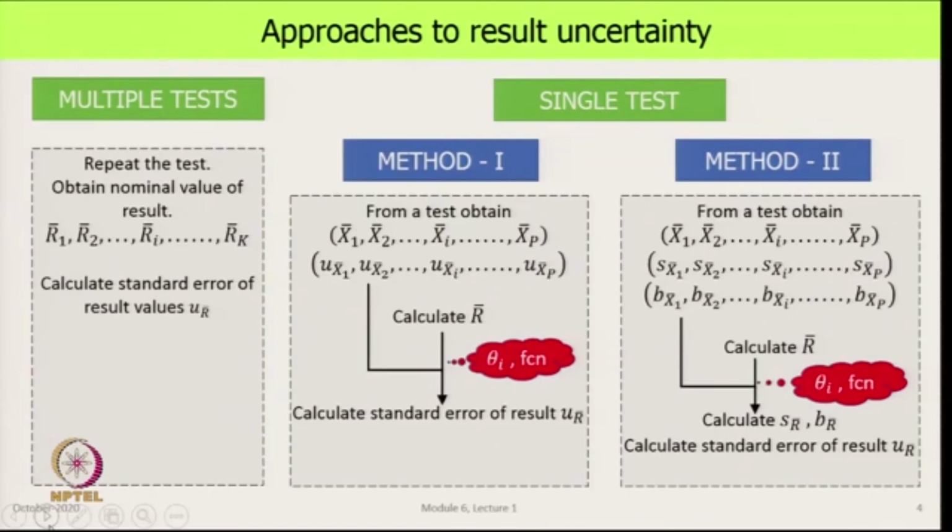And we said in the previous lecture that we have two approaches to result uncertainty, multiple tests. We looked at it in the previous lecture. Now, we will look at single test and look at these two methods for doing the calculation. Before we get into the details, the unknown here in both these methods is what has been written here as theta I or a function.